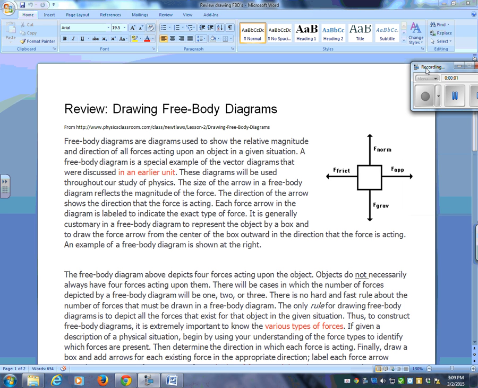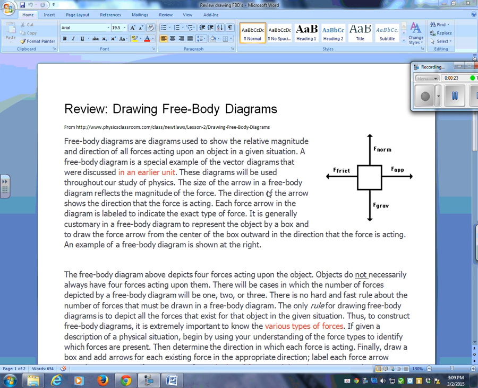Again, this is a review from grade 11, drawing free body diagrams. They will help you with the forces unit, which is where we're looking at here. Free body diagrams are diagrams used to show the relative magnitude and direction of all forces acting upon an object in a given situation. A free body diagram is a special example of the vector diagrams that were discussed earlier. These diagrams will be used throughout our study of physics.